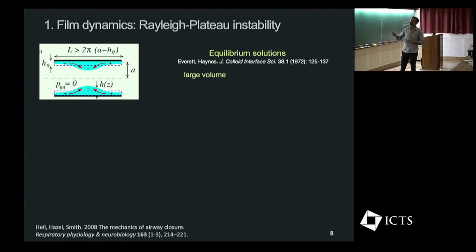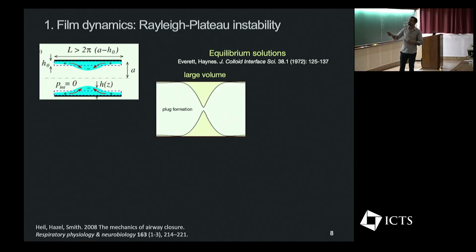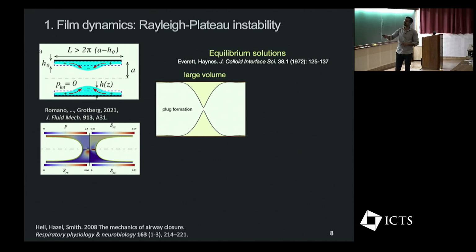Now, this problem itself, you can look for equilibrium solutions by looking for solutions of the interface that have uniform mean curvature. And it turns out, as shown by Everett and Haynes in the 70s, that if you have a lot of liquid volume, then you have this sort of liquid bridge forming. So the film has no stable configuration. The moment you perturb it, it gathers into these humps, which are so big that they pinch off and you get a liquid bridge. So you get something like this.